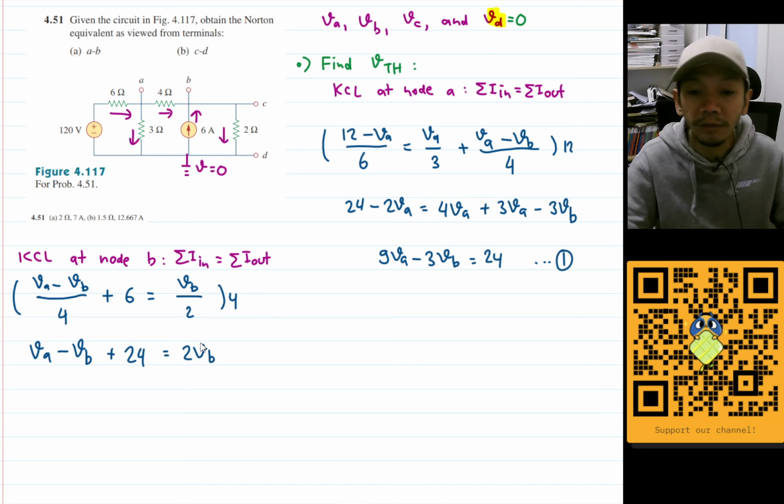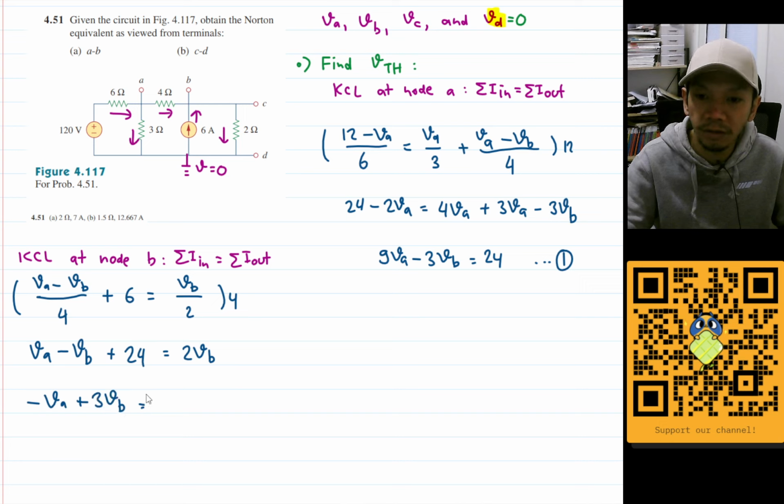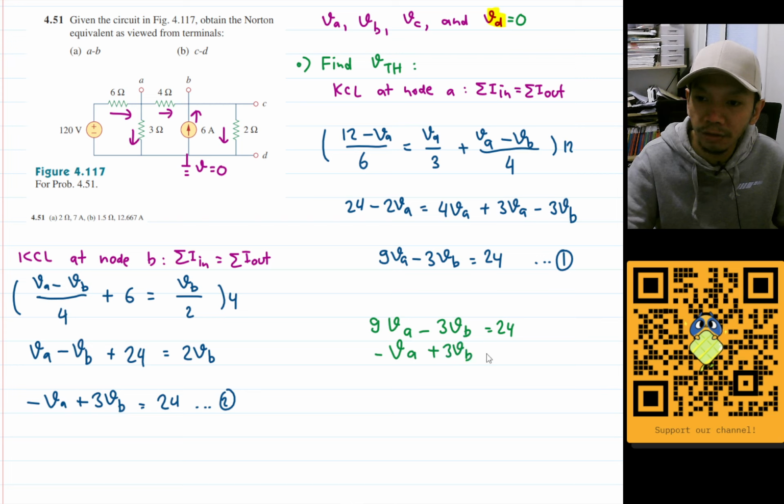Now what can we do from here? Let's move this minus VB to the right hand side, so we'll get 3 VB minus VA. So I'll have minus VA plus 3 VB equal to 24. This is equation number 2. So we have this equation and this equation, and we can just use elimination here: 9 VA minus 3 VB is equal to 24, and minus VA plus 3 VB is equal to 24.